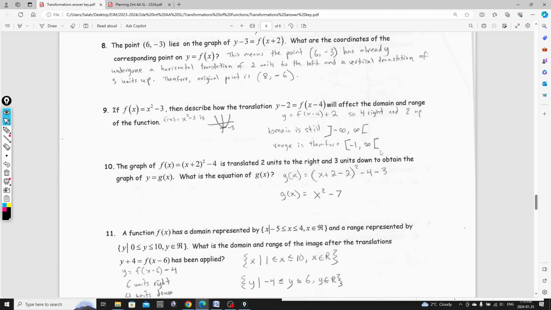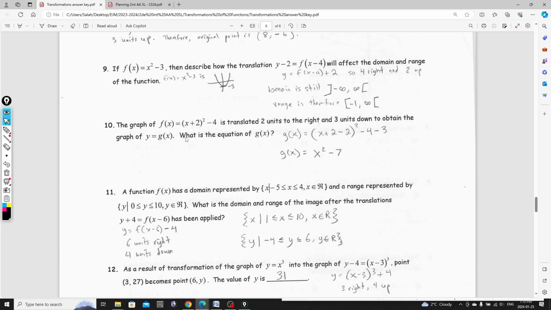Moving on to number 10. So this graph right here is translated 2 units to the right and 3 units down to obtain the graph of y equals g of x. What is the equation of g of x? So this is my initial graph. This graph itself has already undergone a transformation, but that's not what we care about. We're saying this is the starting point, and it's translated 2 units to the right.